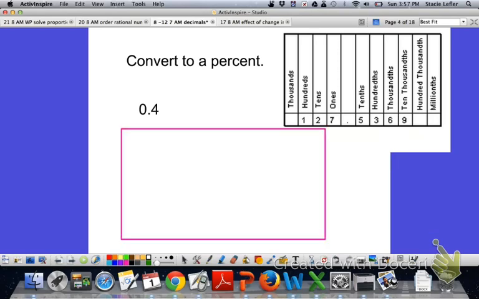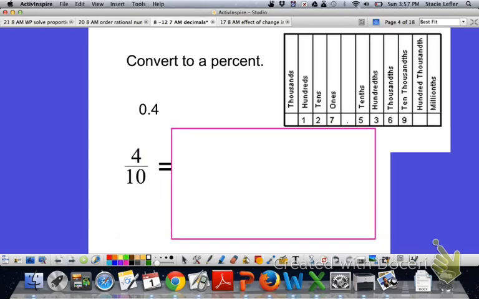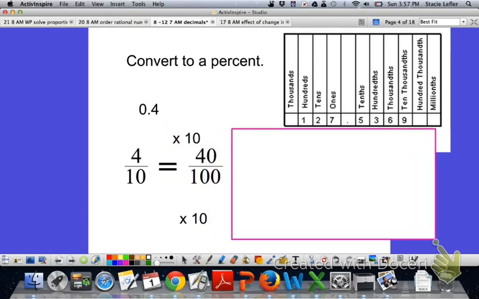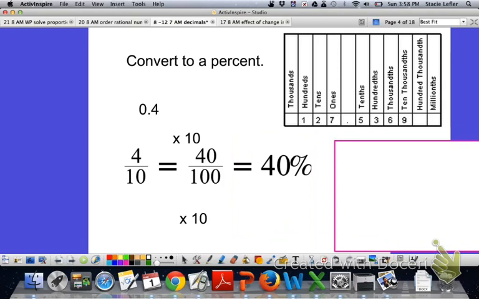Now we know this is going to be read out loud as 4 tenths, since the 4 is in the tenths place value. So writing that as a decimal, 4 tenths. But wait. To get it to a percent, we need 100 as the denominator. So if we just multiply the numerator and denominator by 10 over 10, which by the way is equivalent to 1, so it's not changing the value, just the way it looks. And we get 40 hundredths. And there then would be your percent, 40%.